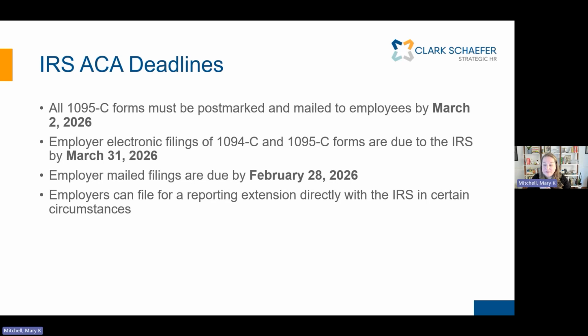Now, when we talk about the physical mailings for the February 28th deadline, that is only if you have 10 or less forms. So if you have more than 10 1095-Cs or 1095-Bs, as in boys, which is another form type that you can use if you're self-insured but don't meet that ALE or applicable large employer group status, then you can electronically file. But if you have 10 or less, you can still do a paper filing.